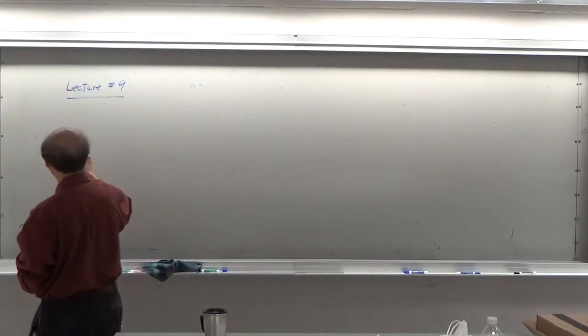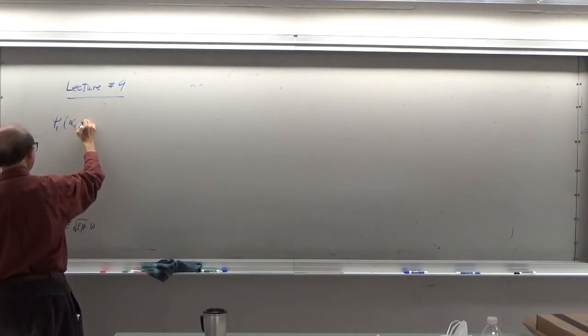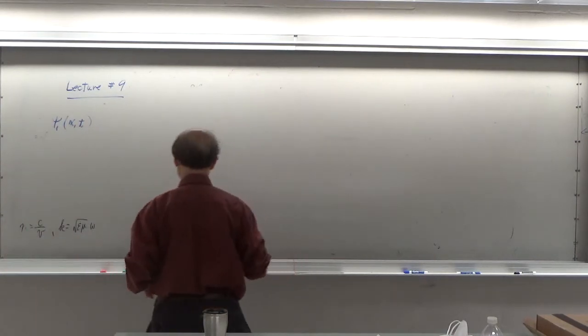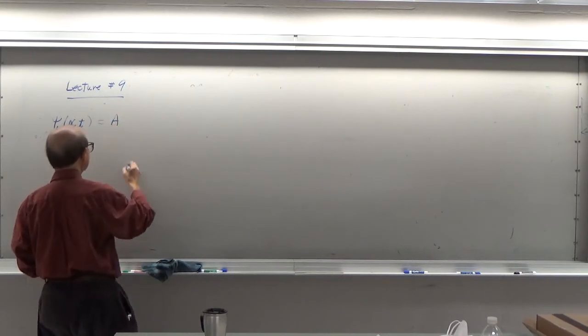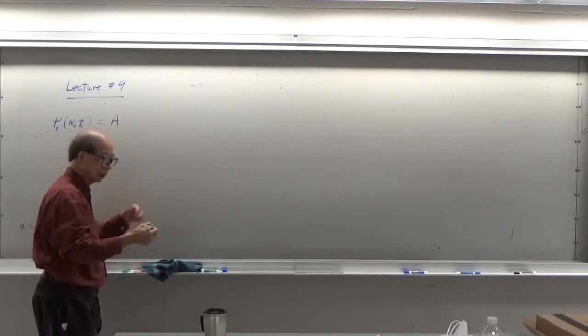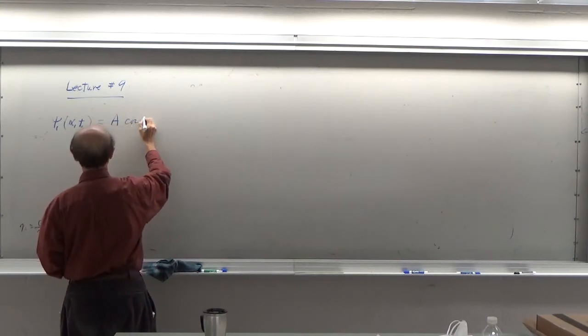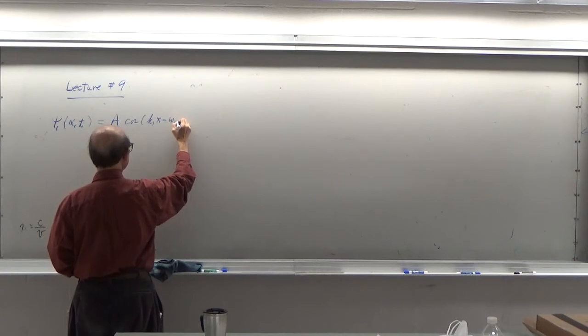So let me talk about psi 1 as a function of x and time. Again, talking about the propagation along the x direction. Let's say that it has amplitude A, and we use the sinusoidal wave, cosine of k1x minus omega 1t.